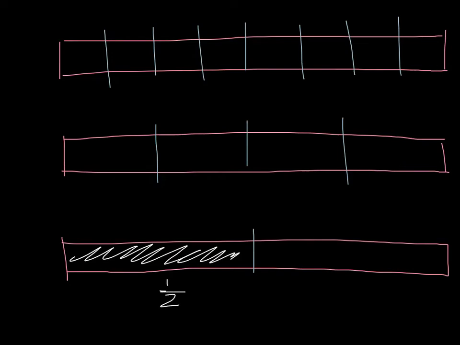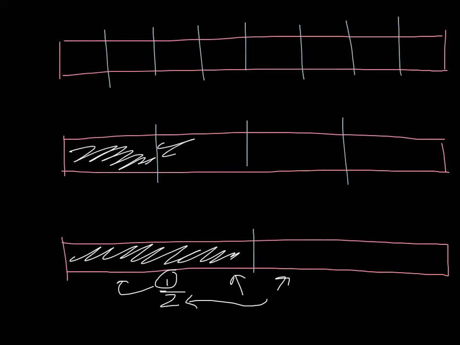There are 2 sections, so that gives us our denominator. There's 1 that's shaded in, and that gives us our numerator. In this other example here, I could have this section and this section shaded in.